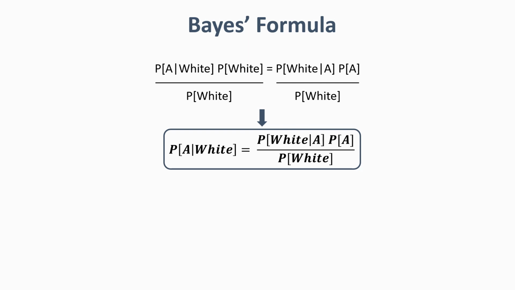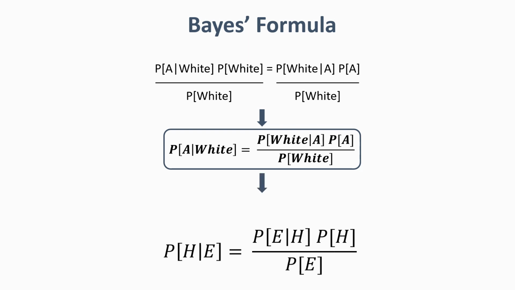Now let's modify it a bit to make it ready for application to evidence and hypotheses. Let's change white to evidence E and A to hypothesis H, and we have the probability of the hypothesis H given the evidence E equals the probability of evidence E given that the hypothesis H is true, multiplied by the probability of the hypothesis H, all divided by the probability of the evidence E.